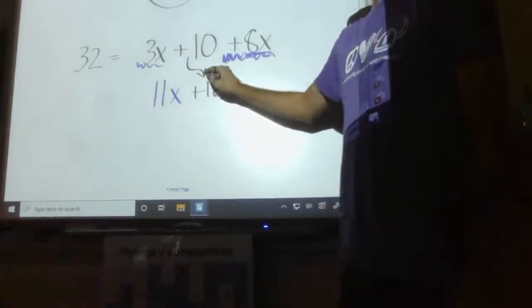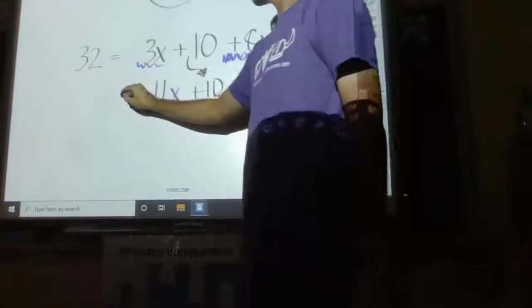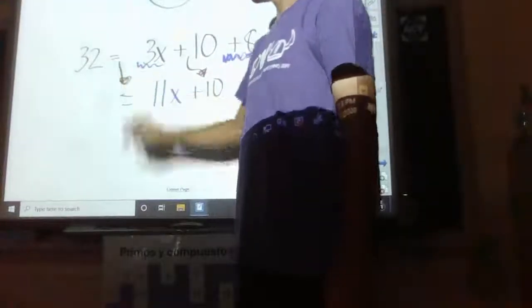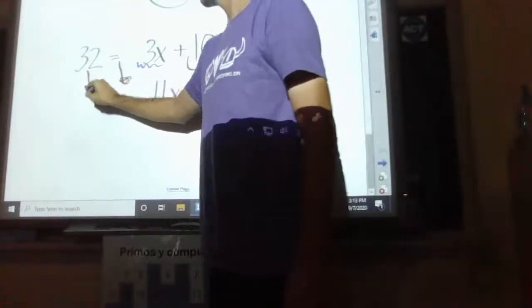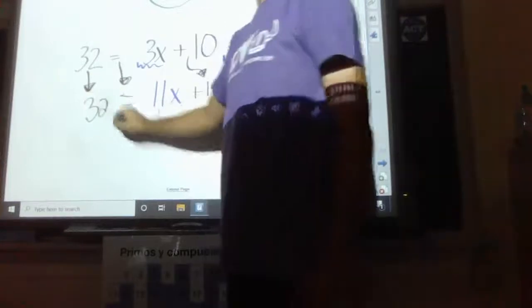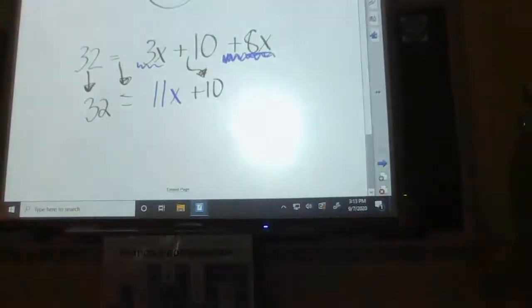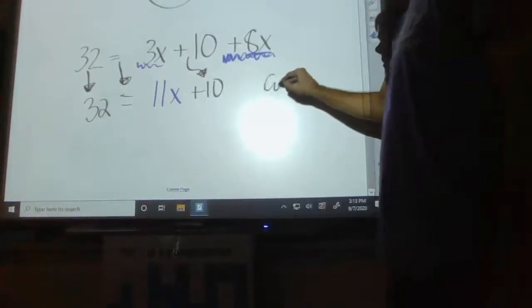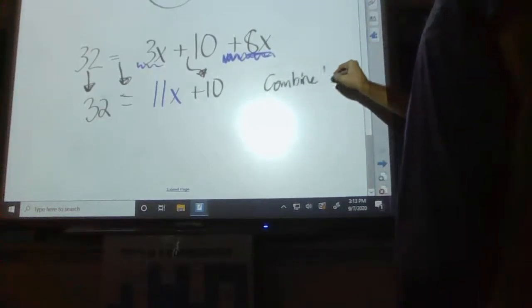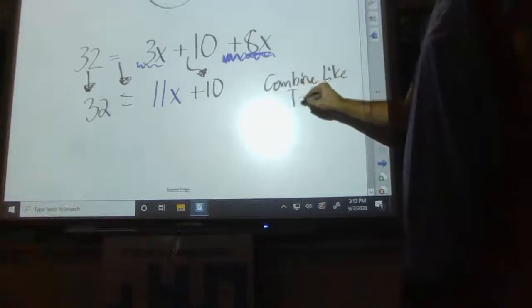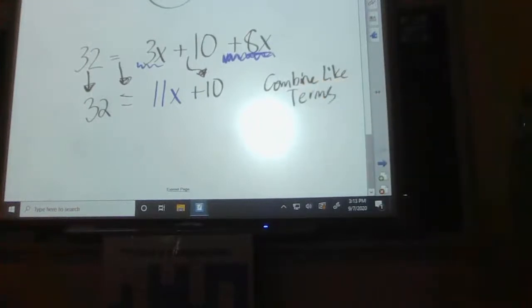And now let me just go ahead and copy the rest of this down. Plus 10, just drop it down. Equal sign, just drop it down. If you like drawing these arrows, go ahead. If you don't want to draw them, that is up to you as well. And I get 32 equals 11x plus 10. All I did over here is I combined like terms. Done.